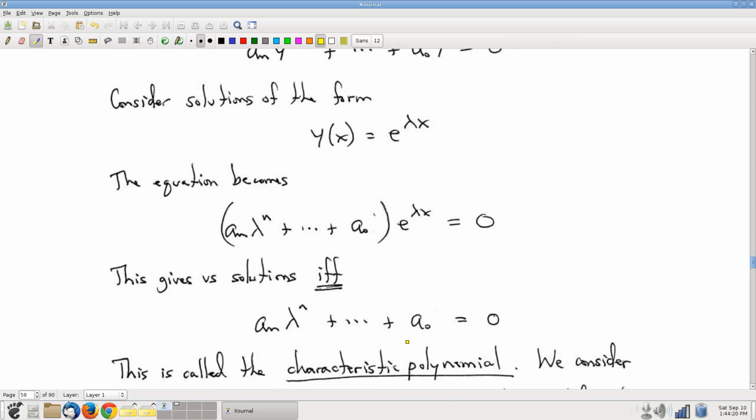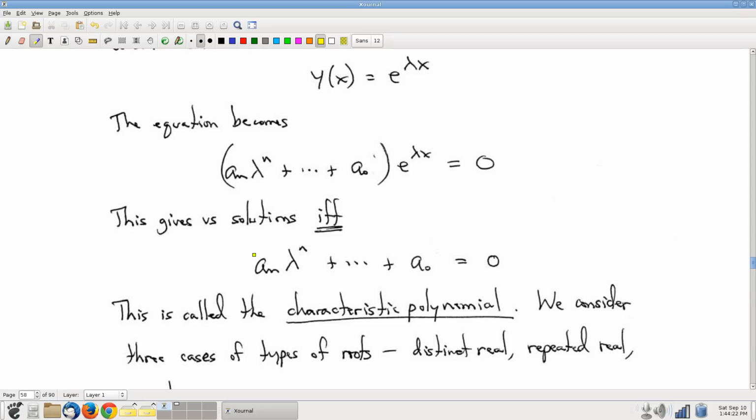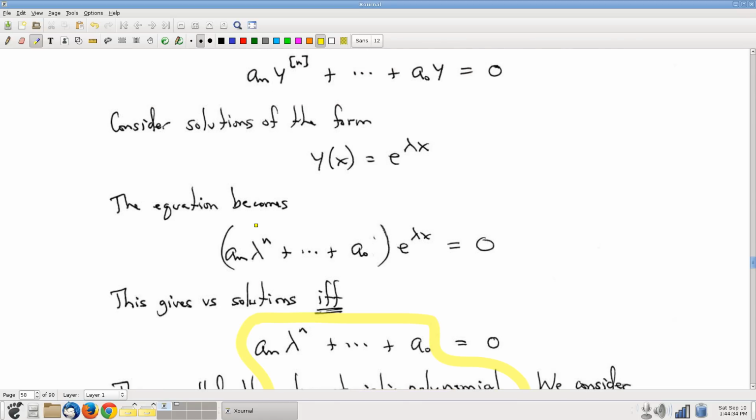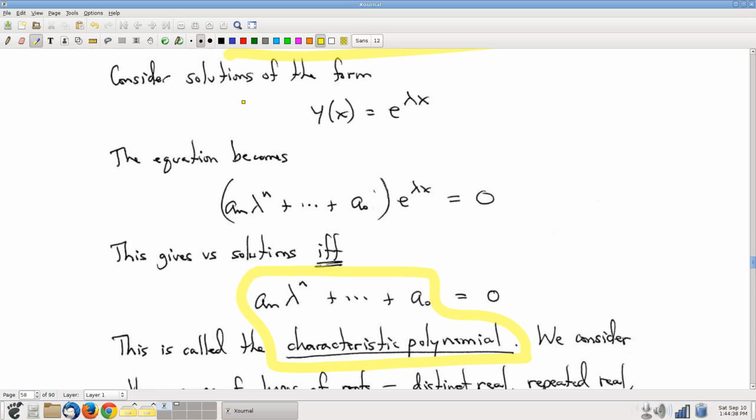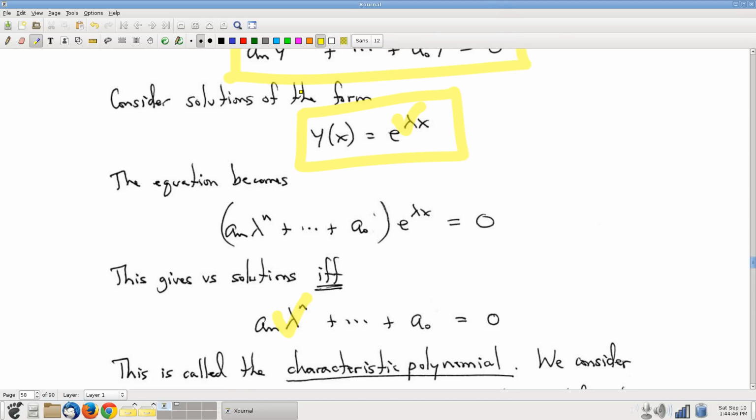And furthermore, we become very interested in this polynomial in particular, and this polynomial is called the characteristic polynomial. This is the polynomial that we need to solve, whose roots we need to find in order to solve this differential equation that we're actually interested in. Every time you find a root of this polynomial, then that means that you have correspondingly found a solution to the differential equation.